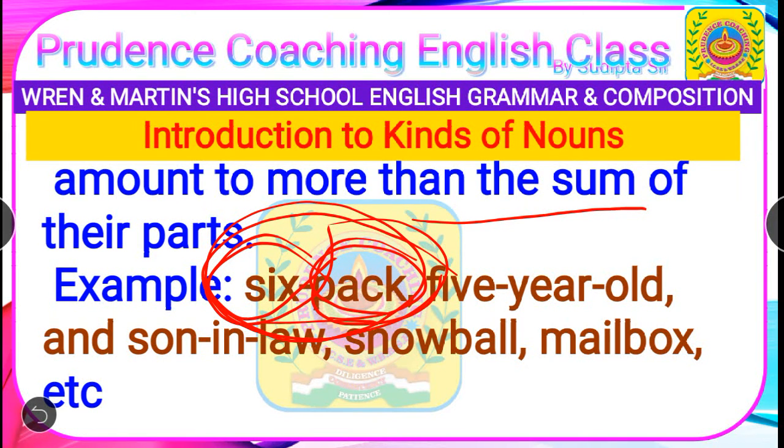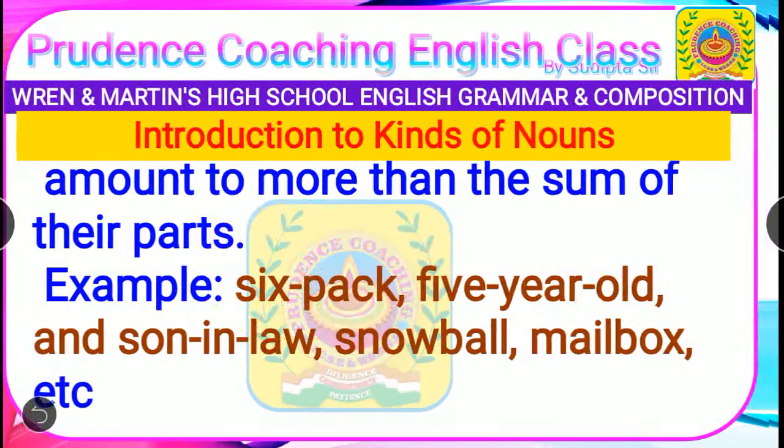Next there is 5-year old. These words are used as a compound noun. Next there is son-in-law, snowball, mailbox. These are forming the compound nouns.